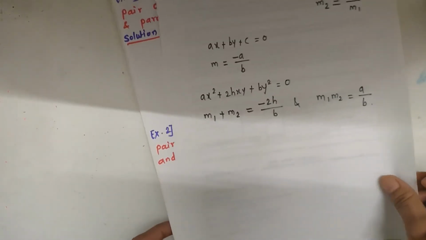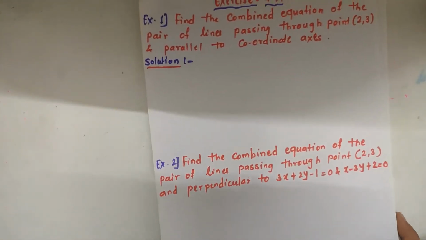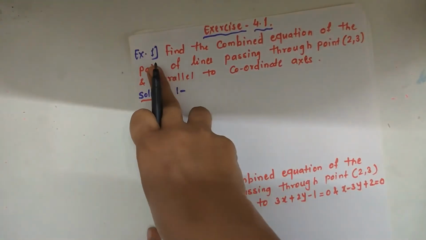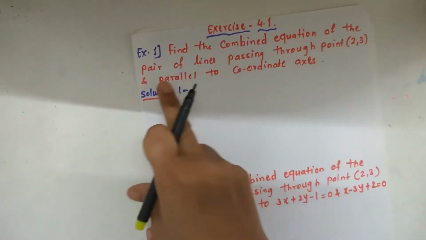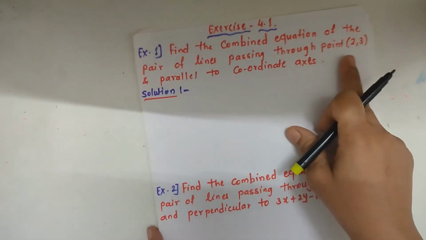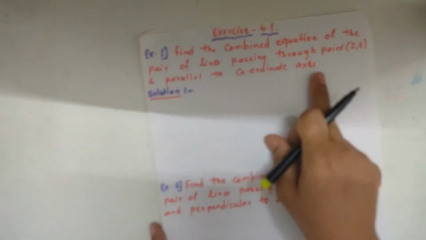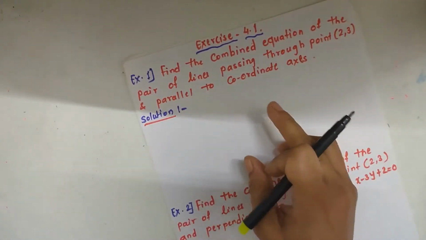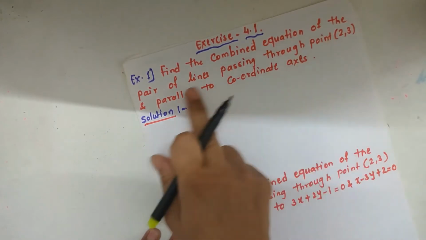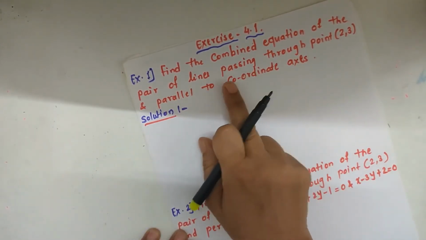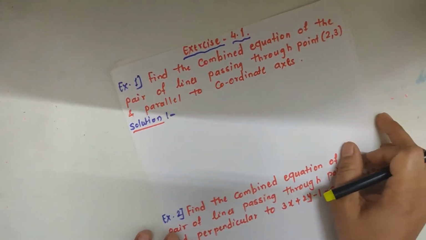Now let's start the examples on exercise 4.1. So let's see the first example. Find the combined equation of pair of lines passing through the point 2, 3 and parallel to the coordinate axes. In this example, we have to find the combined equation of the pair of lines which are passing through the point 2, 3 and parallel to the coordinate axes.